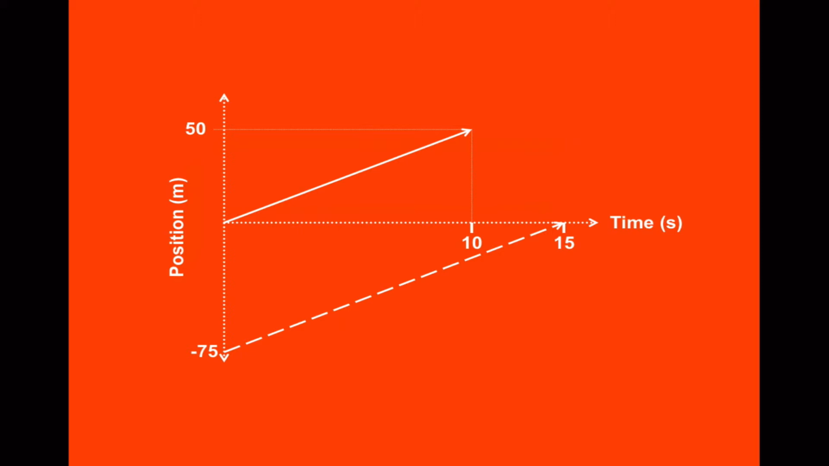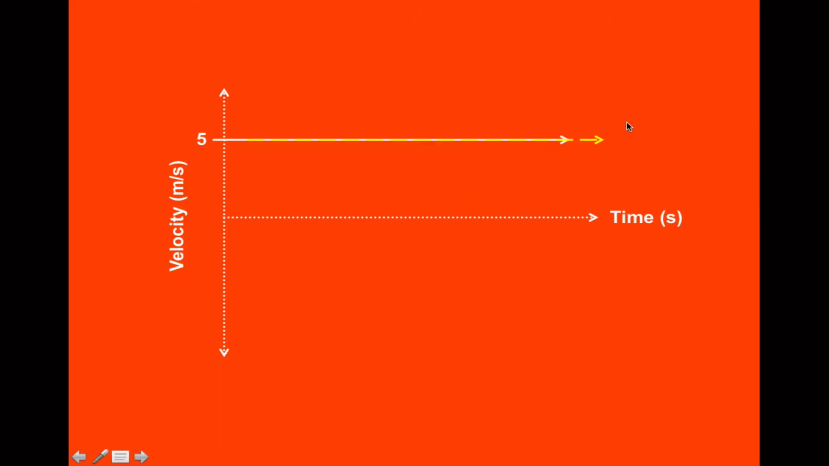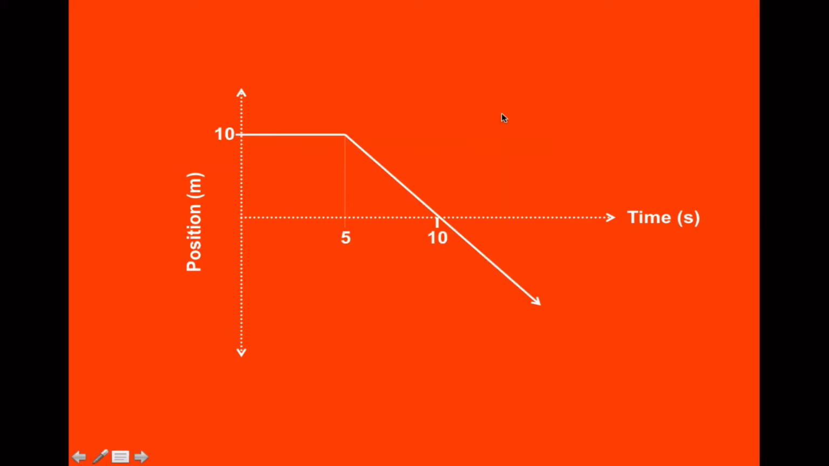Parallel lines have the same slope. In a position time graph, parallel lines have the same velocity because the slope of a position time graph is velocity. So these would just be on the same line, and they would both have a constant velocity of +5.